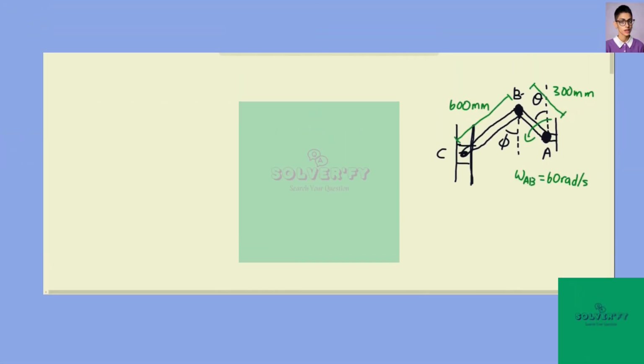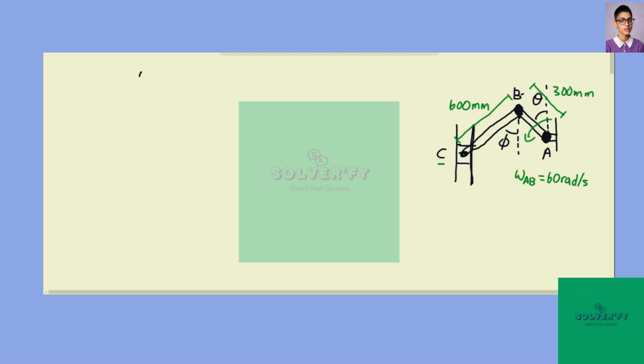With an angular velocity of 60 radians per second. And then in this question, we need to determine the velocity of slider C at the instance when theta equals 60 degrees and phi equals 45 degrees. After that, we need to sketch the position of bar BC when theta equals 30 degrees, 60 degrees, and 90 degrees to show the general plane motion.